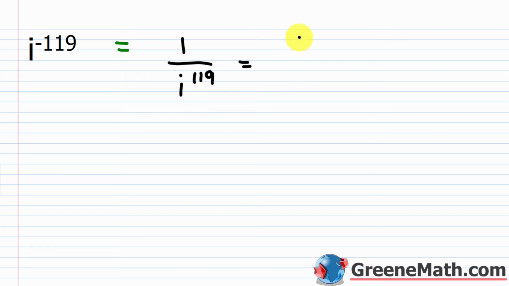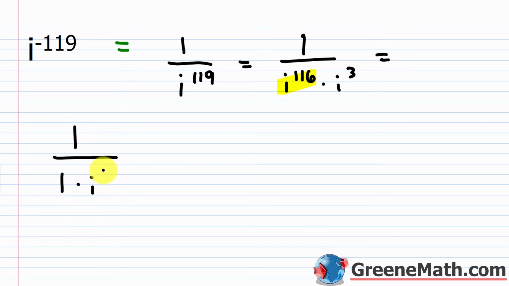So I can break this up and say this is 1 over i raised to the power of 116 times i cubed, right? Because 116 plus 3 would be 119. Okay, so this right here is going to be 1. So I'll put is equal to 1 over 1 times i cubed. We know by definition that i cubed is negative i. So we'll put 1 over negative i.